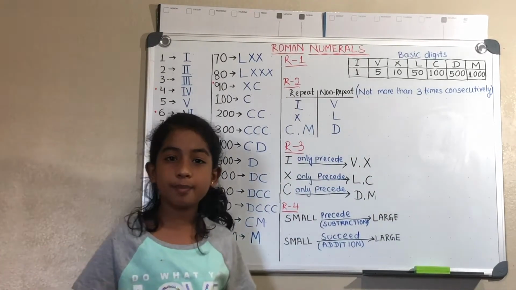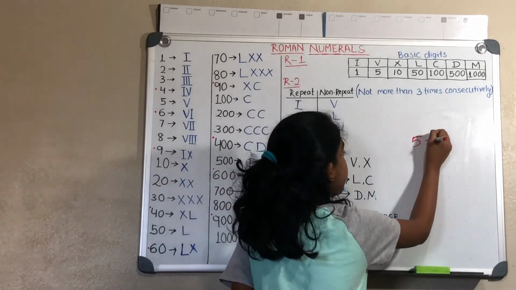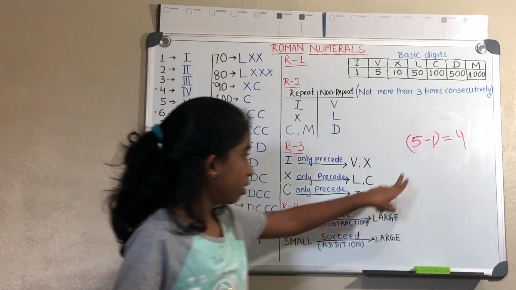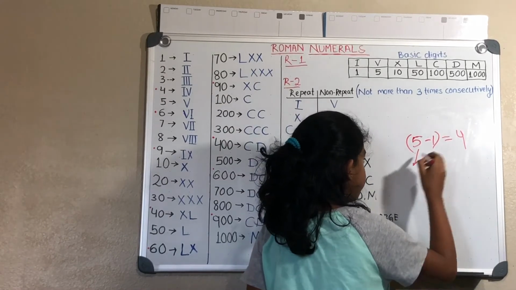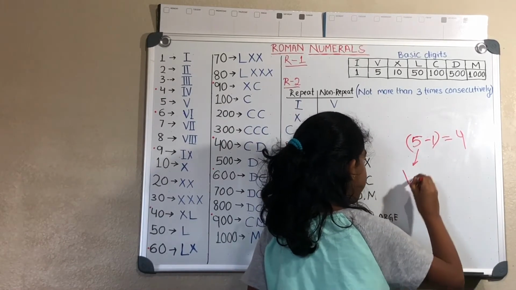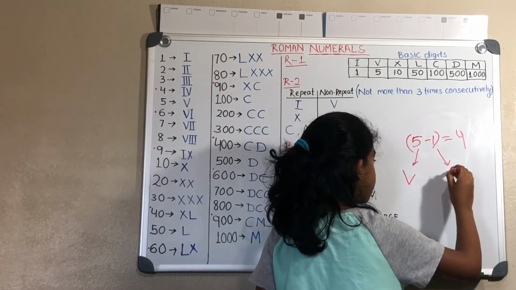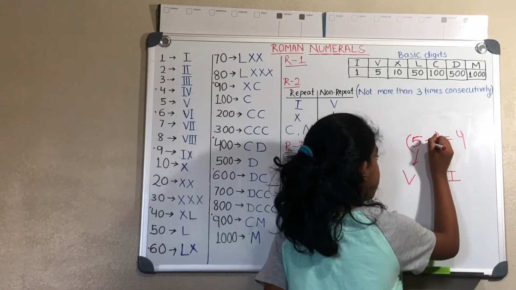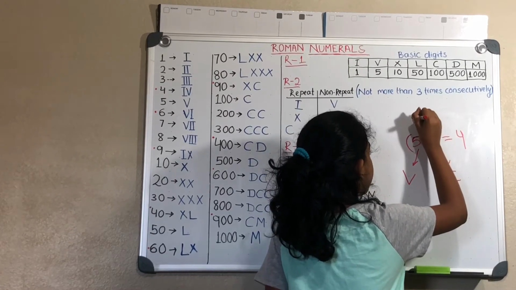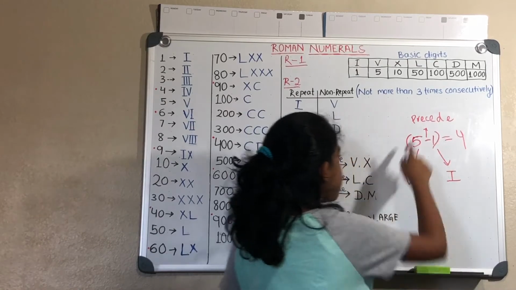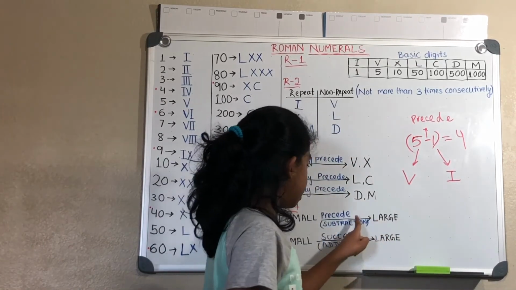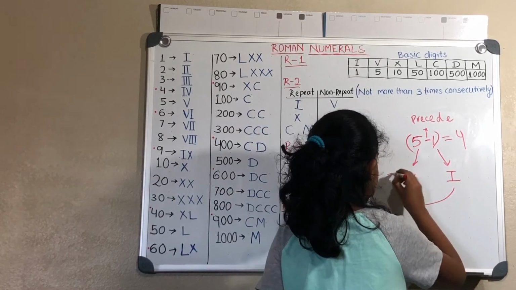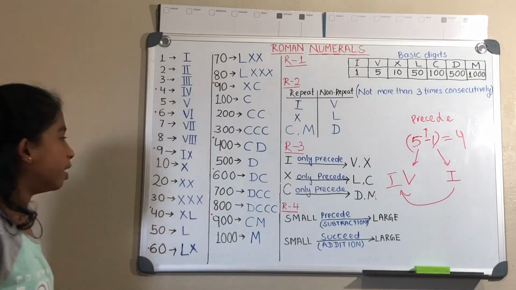Another way is 5 minus 1, so 5 minus 1 equals 4. So 5 is V and 1 is I. Since you're subtracting, you're basically preceding, so let's write this as preceding. Since you're subtracting and preceding, the smaller number has to go before the larger number, which results in IV. And that's how you get 4, which is IV.